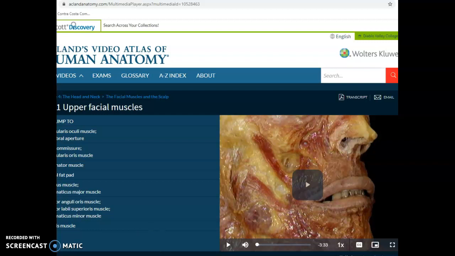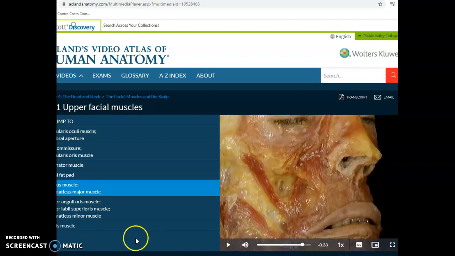So look where the muscles are and try to figure out what the muscles are doing. So it talks about its insertion, where it's doing the pulling from, and its origin, where it's pulling from. But it doesn't really talk about the action, so think about what that action would be.